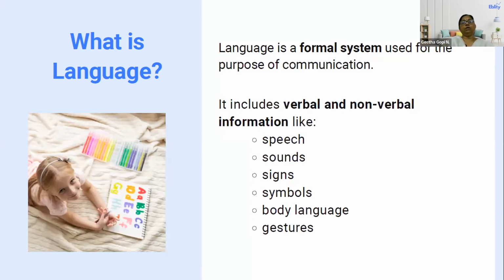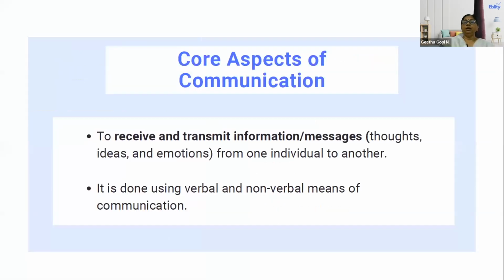So total communication includes both verbal and non-verbal modes of transmitting information. When we look at the core aspects of communication, why are we communicating? Basically, the intent of communication is to receive and transmit information or messages. It could be thoughts, ideas, or your emotions from one person to another, or sometimes from one person to a group, depending on who the receiver and the sender are. And again, as I mentioned, they are usually done with a combination of both verbal and non-verbal means of communication.